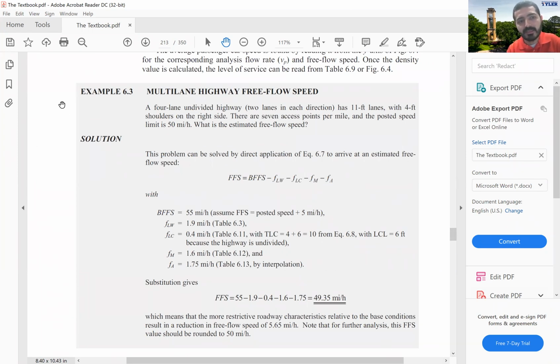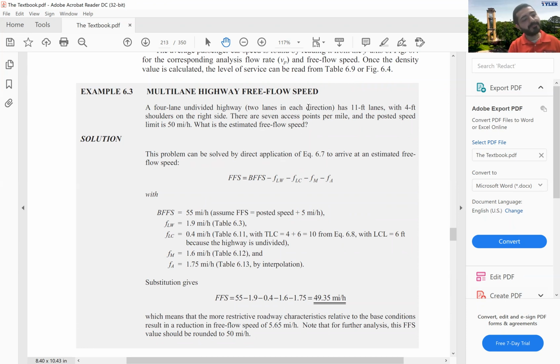So let's read the example, and then we're going to go through the notes and do it ourselves. So example 6.3, it's a 4-lane undivided highway, which means it's 2 lanes per direction, and it has 11 feet lane width and 4 feet shoulders on the right side. There are 7 access points per mile, and the posted speed limit is 50 miles per hour. What is the estimated free flow speed?